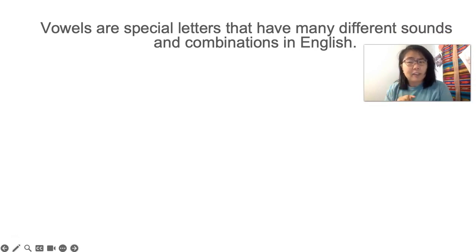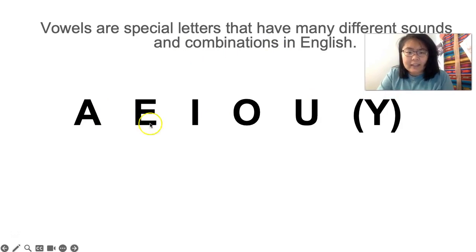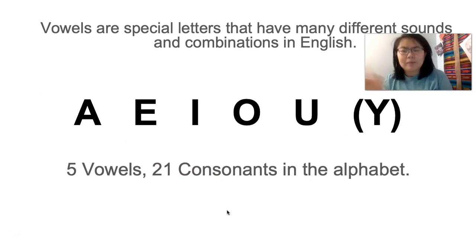In English, I'm willing to bet our vowels act a bit differently than what you may be used to. Vowels are special letters that have many different sounds and combinations in English. So our vowels are A, E, I, O, U, sometimes Y. So there are 5 vowels in our alphabet and 21 consonants. Any letter that is not a vowel is a consonant, right? So B, C, D, F. You know the alphabet.